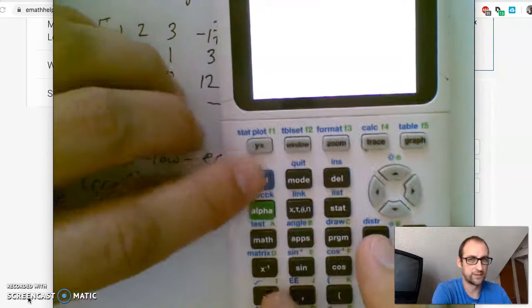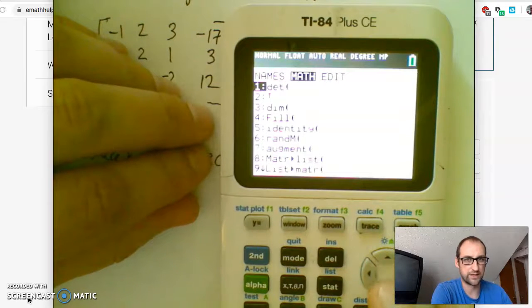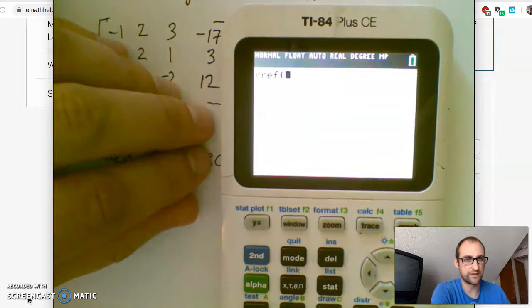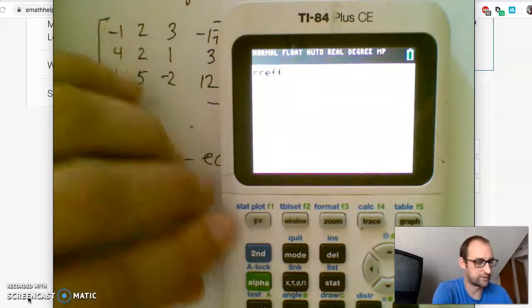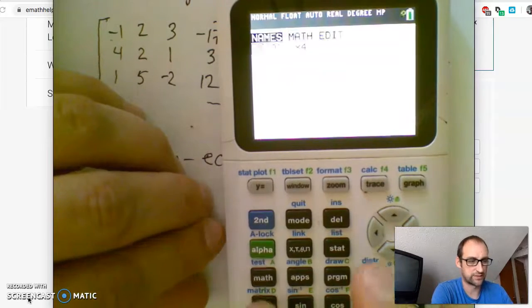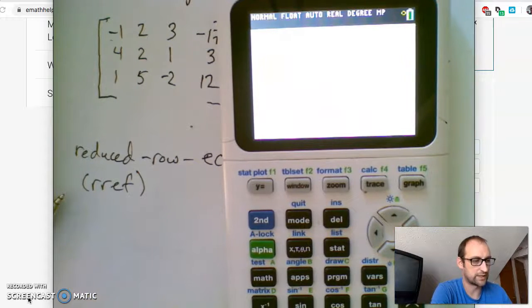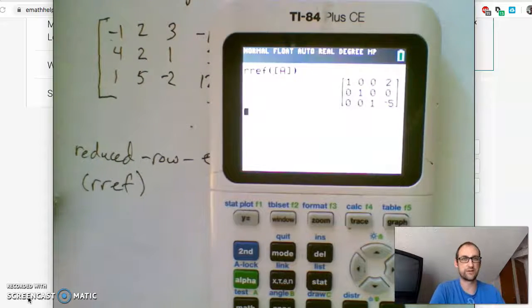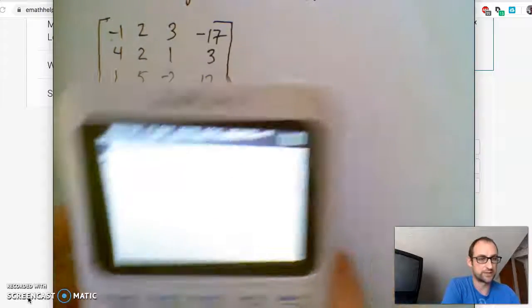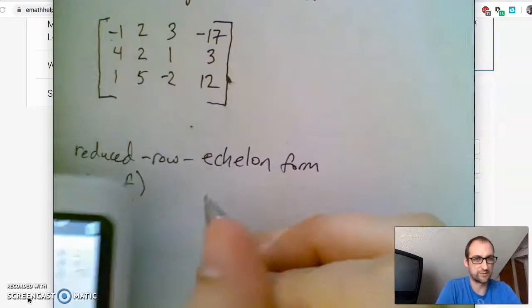Now do second matrix math RREF, which is faster to go from the bottom. And you have to tell it what matrix to do RREF on, which is, you go back to second matrix, and matrix A is my only matrix, so I just hit enter. And what's cool is it did all the dirty work for you. Now, this is your row reduced matrix. It's not your answer yet, but it's close.